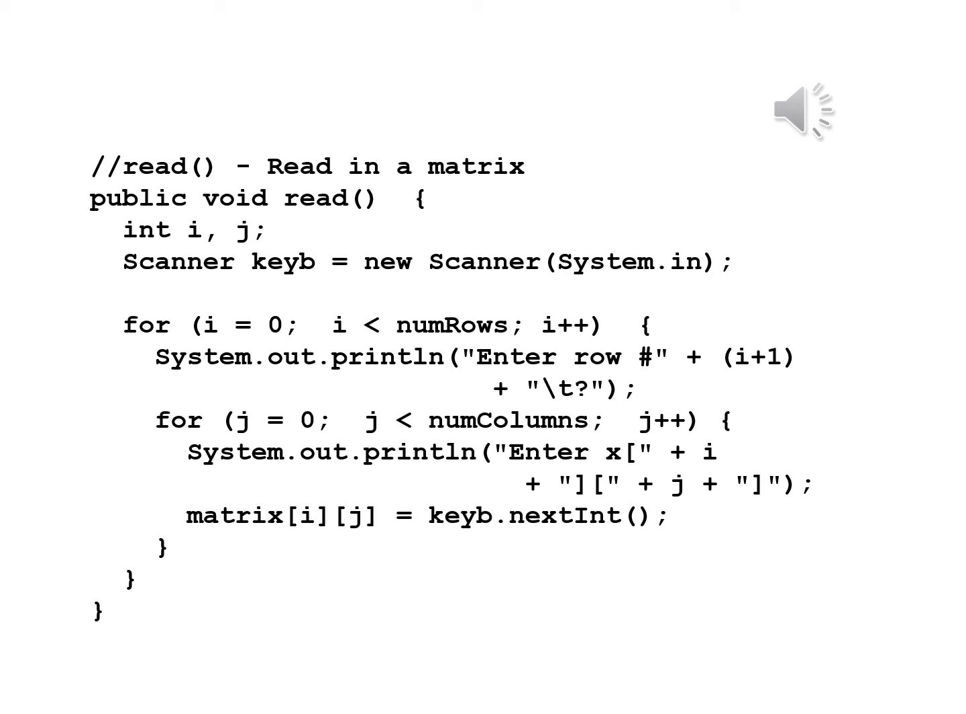Then there is the inner loop for j equals 0, j is less than numColumns, j++. We prompt the user to enter x sub ij. Then we read in the value with matrix[i][j] equals keyboard.nextInt. We then close the inner loop, the outer loop, and the method.